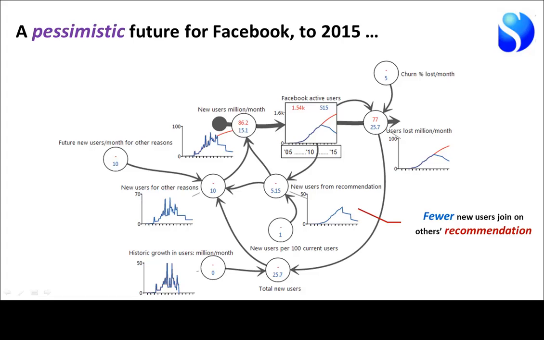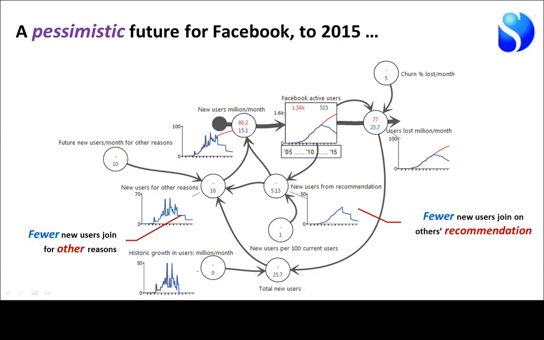So it might be possible, if Facebook really messed up badly, for fewer new users to join on the basis of other people's recommendations. This has happened before. Netflix, the movie rental and download business, managed to cause a huge increase in negative word of mouth amongst its users by some rather unfortunate pricing decisions that it made, I think, about 2 years ago. This is a real mechanism that does actually happen in the real world. And it could happen to Facebook.